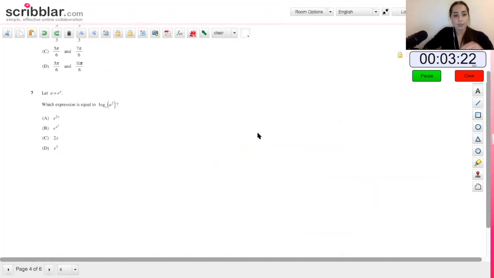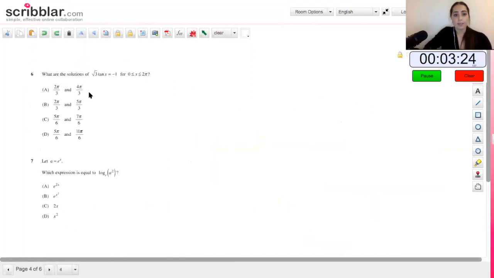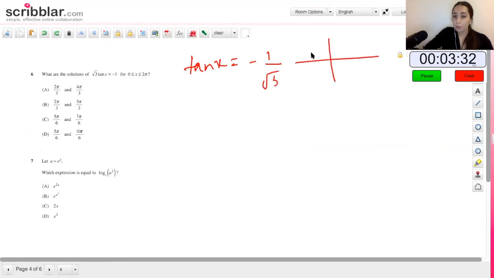Next question. So question 6, the solutions to root 3 tan x equals negative 1. So make tan x the subject, negative 1 over root 3. Tan is negative in 2 quadrants between 0 and 2 pi. So it's the second and it's the fourth, all stations to central. The acute angle is tan inverse of 1 over root 3. Should give you 30 degrees, which is pi over 6.